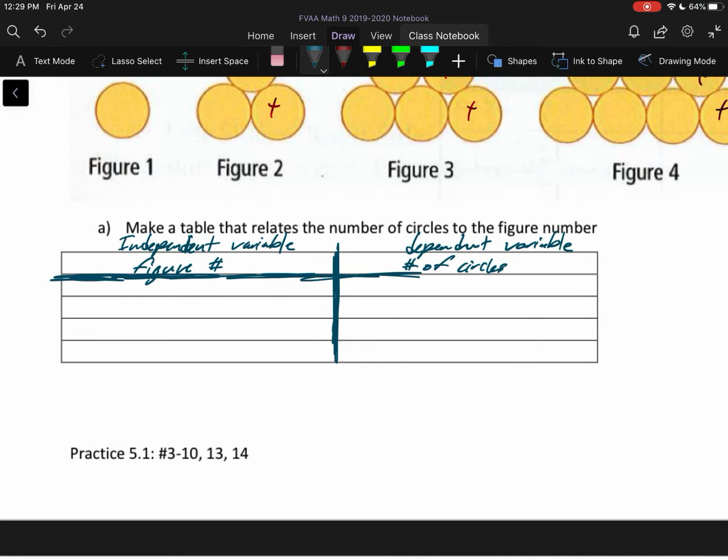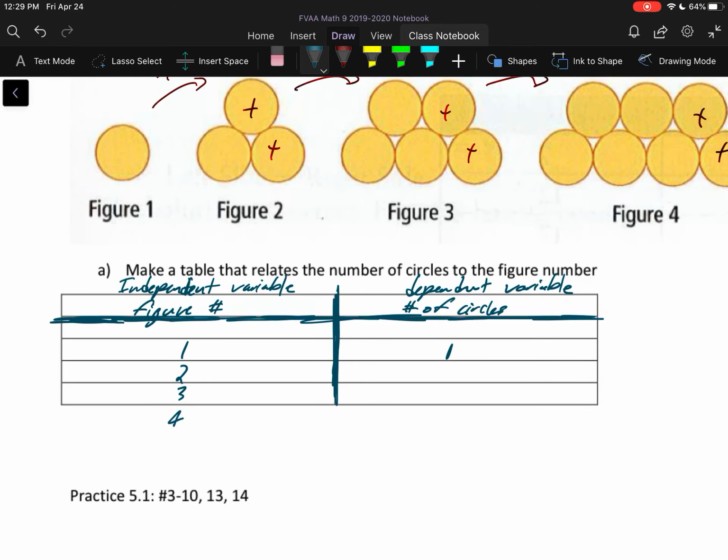I have 4 figures again, but again, I'm going to leave an empty space. I'm going to start 1, 2, 3, 4. And so in figure 1, I have 1 circle. Figure 2, I have 3 circles. Figure 3, I have 5 circles. Figure 4, I have 7 circles.